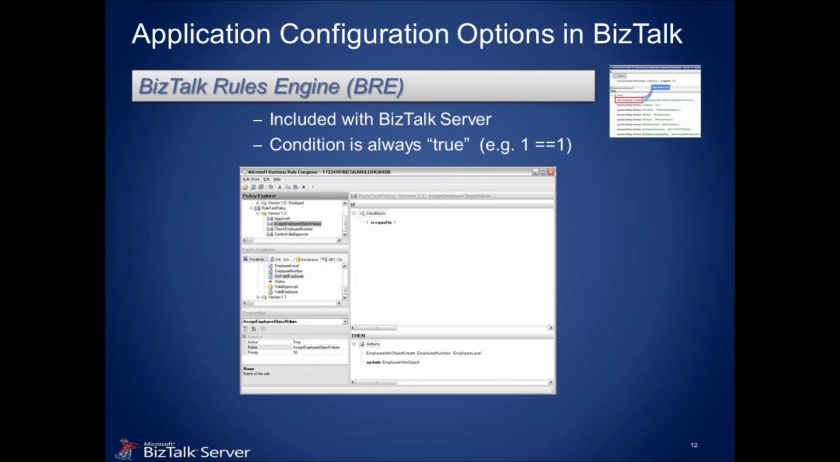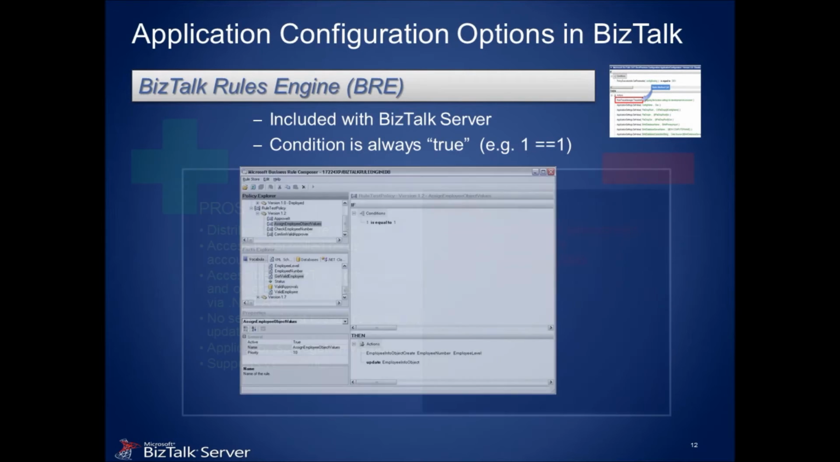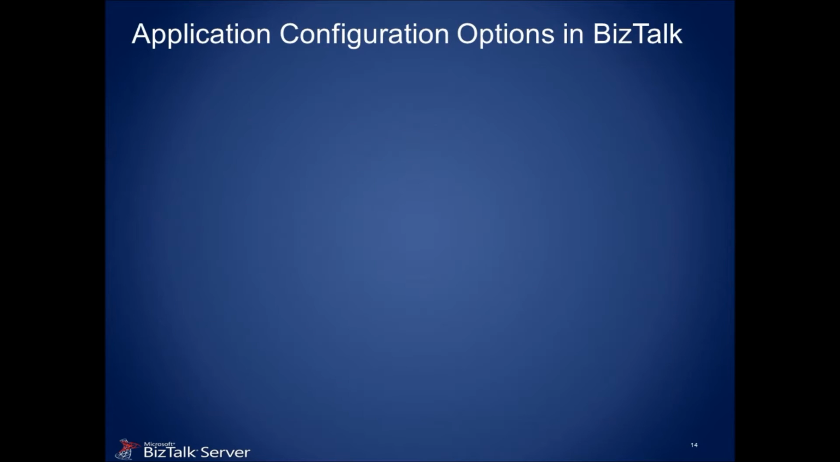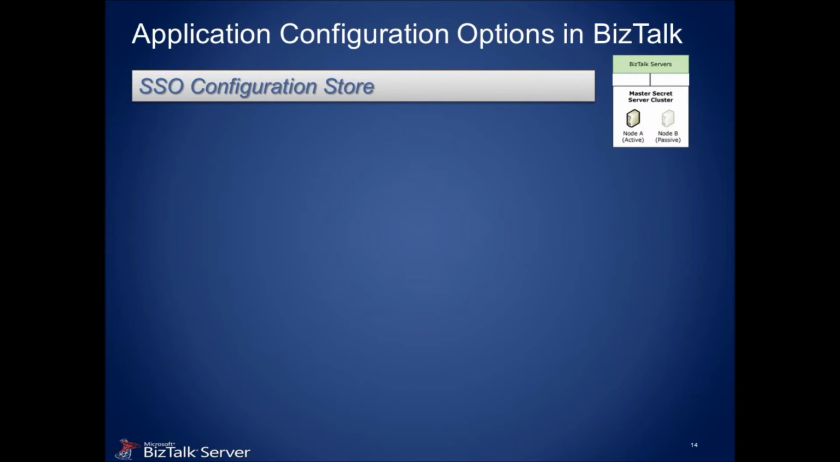Even better, the condition might contain the name of an application or other container which would govern which set of key value pairs to return. Amongst the numerous advantages to the BRE are the fact that it not only supports versioning but actually enforces it, that a .NET API opens up access beyond orchestrations, and that it is the only option presented here that does not require any host restarts to pick up the changes. The only real downside is that it requires its own unique development platform, one typically unfamiliar to developers and business analysts alike.